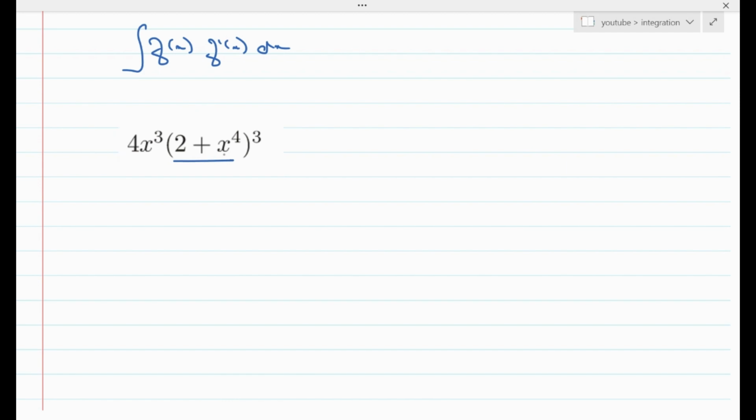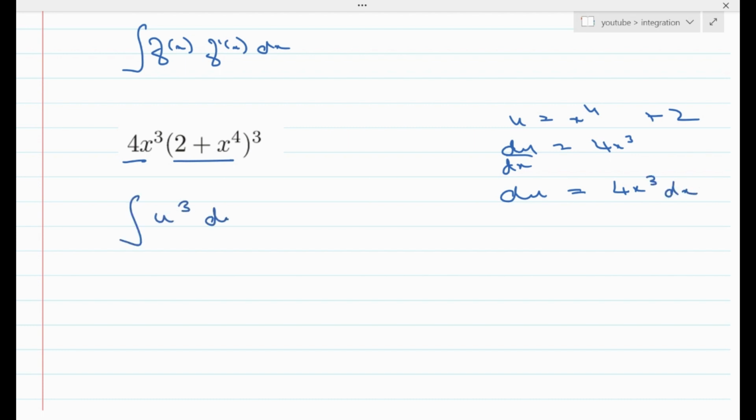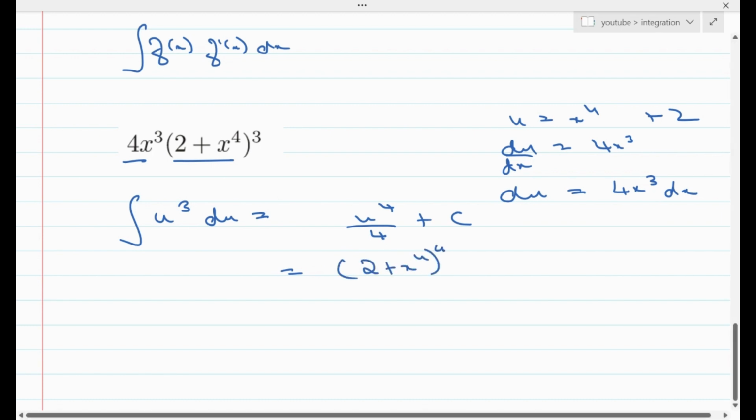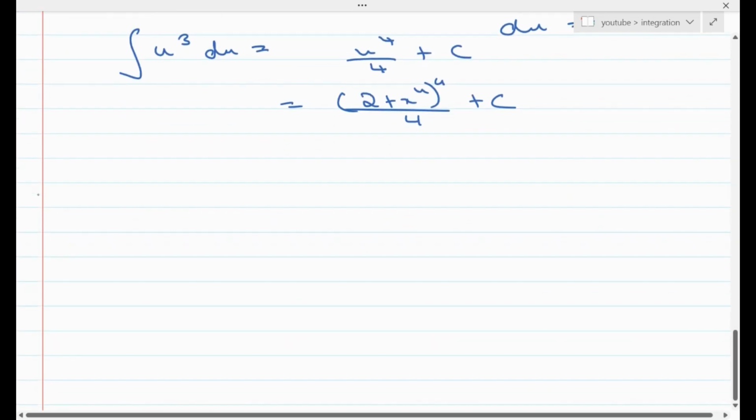If we're trying to integrate this, then the derivative of this is this function. Therefore, the value that you would substitute would be x to the power 4 plus 2 over here, and du by dx would just be 4x cube. So du would be 4x cube dx. Therefore, the integral over here would be u cube du, which is just going to be u to the power 4 by 4 plus c. And therefore, let's substitute the value over here now. (2 plus x to the power 4) whole to the power 4 by 4 plus c is the integral of this.